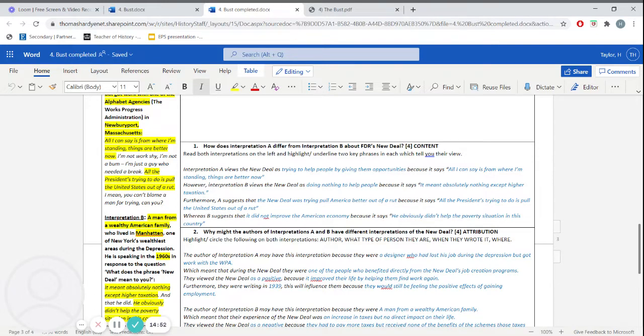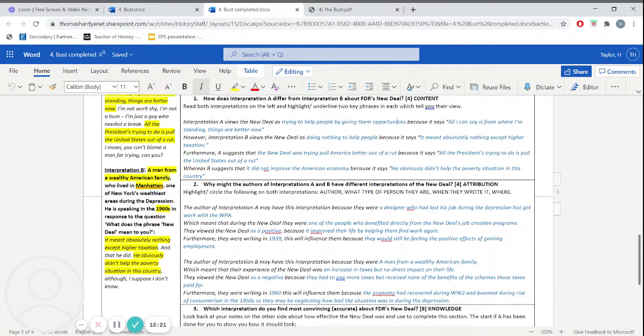And then I need to do a second one, because for this question you need to have two contrasting views, so 2 points from each interpretation. So I've gone, the New Deal was trying to pull America out of a rut, and then I've backed that up with a quote. I've contrasted that with, it did not improve the American economy, and then I've backed that up with a quote. So giving opportunities, not helping people, improving the economy, not improving the economy.